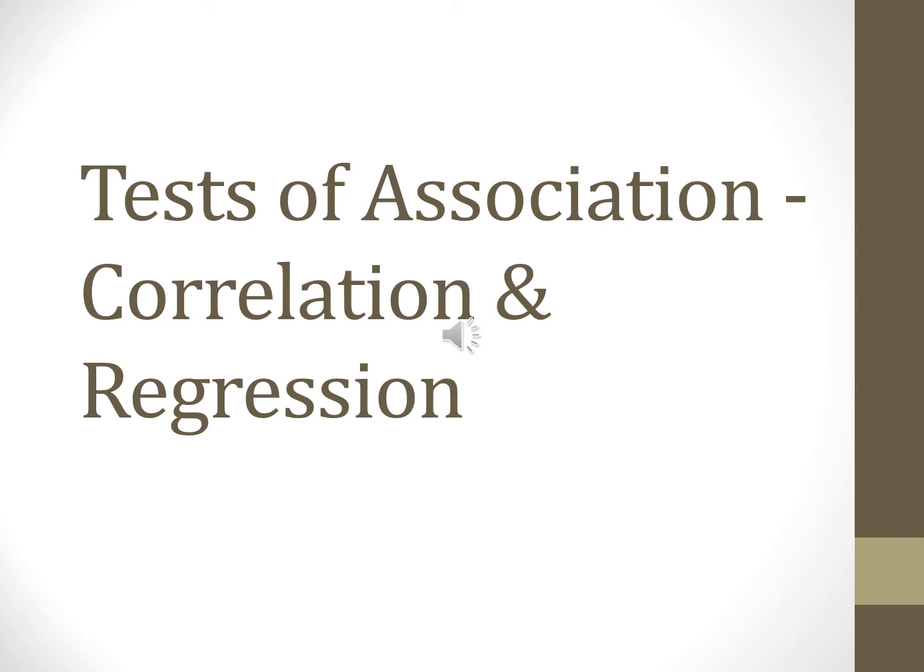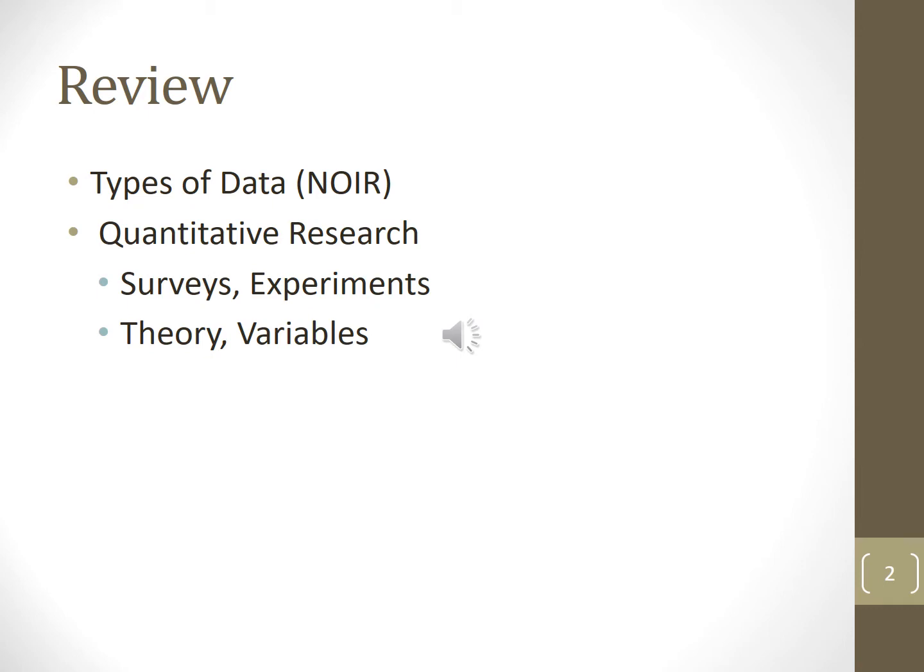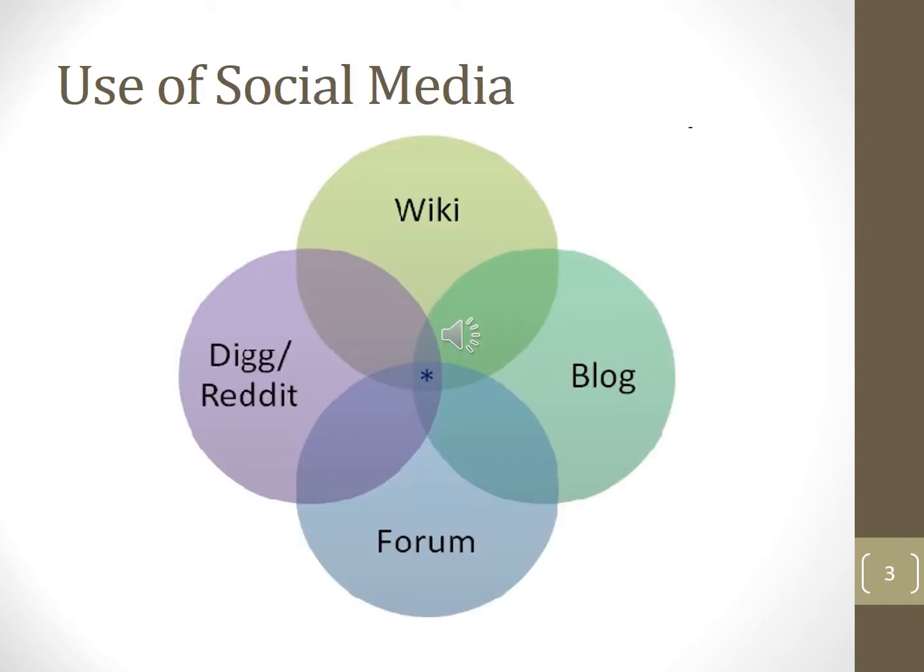For the next 2 weeks, we're going to be working on tests of association, and specifically, we're going to focus on correlation and regression. You need to remember your types of data, NOIR: nominal, ordinal, interval, and ratio. And you're also going to want to look back on quantitative research, specifically looking at surveys and experiments, and theory and variables.